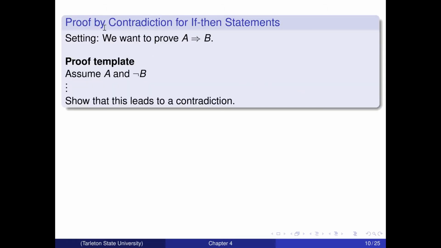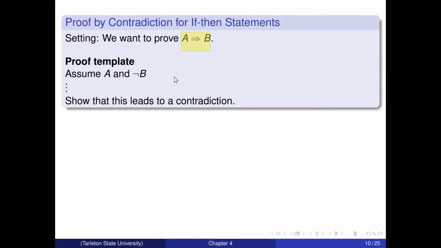So with all of this in mind, let's go to the next slide and we'll talk about doing proof by contradiction for if-then statements. So again, the setting here is we want to prove a statement, but we're going to assume right now that it's specifically of the form of an if-then statement, A implies B. So what is the proof template? Well, to do a proof by contradiction, you assume that the thing you're trying to prove is not true. In other words, you assume the negation of what you're trying to prove. But the negation of A implies B is A and not B. That's what we just saw on the previous slide, right? So we're going to assume A and not B, and again, show that this leads to a contradiction.